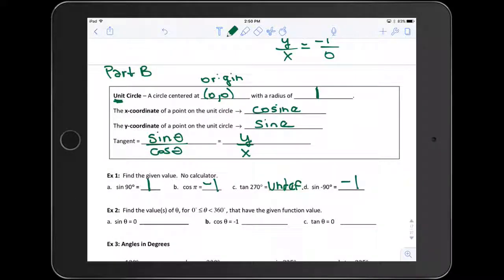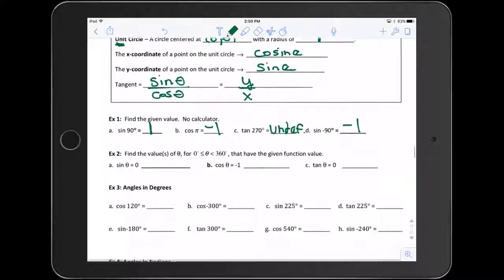So really, to get right down to it, all you're doing when you're evaluating the sine, cosine, or tangent of a given angle without a calculator is using your unit circle. The cosine of that angle is going to be your x-coordinate, the sine of that angle is going to be your y-coordinate, and the tangent is the y over the x. Okay, or the sine over cosine, if you want to think of it that way.